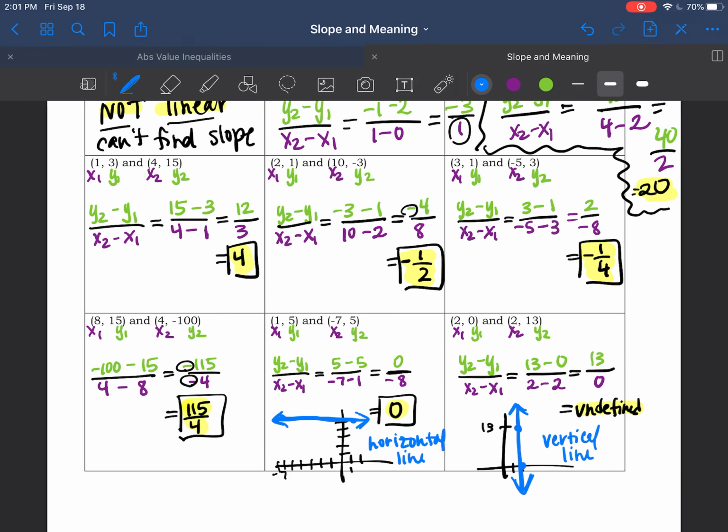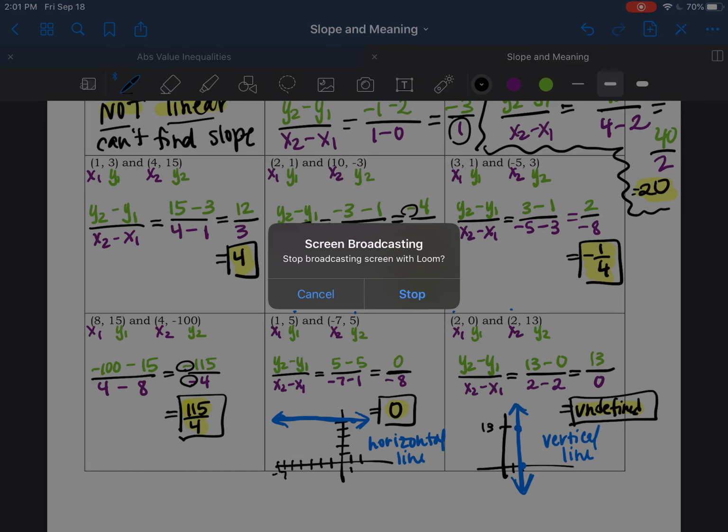Okay, and so watch out for the 0 case and the undefined case. The 0 case has the same y's. The vertical undefined case has the same x. So your answer would actually be 0 in this case. Your answer would be undefined in this case. And both are always options on a test. So be careful that you know which case applies to which.